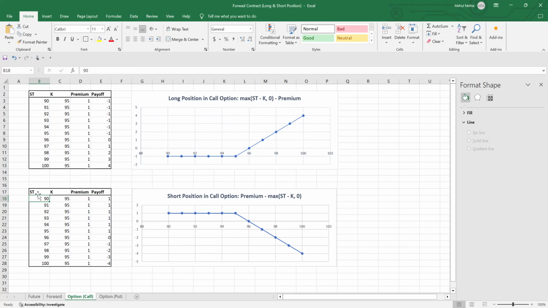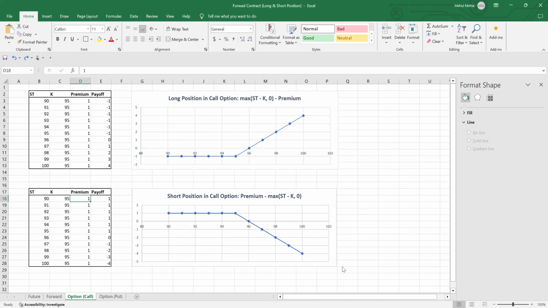And similarly, if you see a short position, as we know, the short position is nothing but the seller will receive the premium, and then we just need to take the negative of the maximum of ST minus K comma 0, right? So I've integrated this formula, that is premium, which is $1, minus the maximum of ST minus K comma 0, and I just drag down this formula. So if you see, we have a constant profit of $1, but the losses are infinite, and this is what makes the short position less attractive and the long position more attractive.